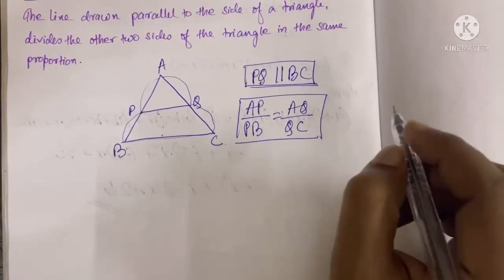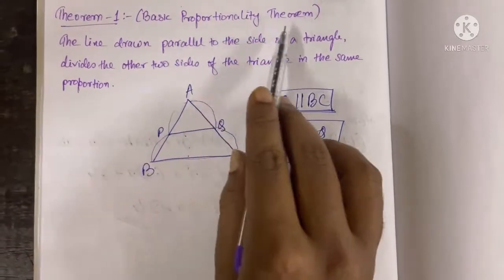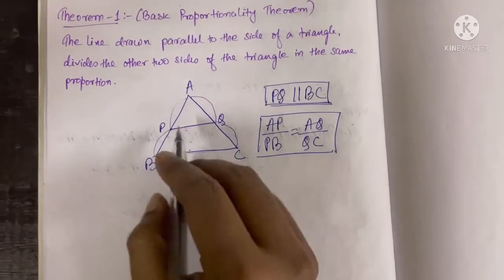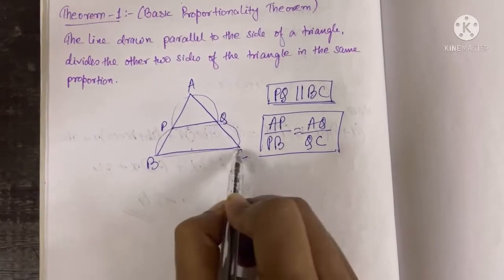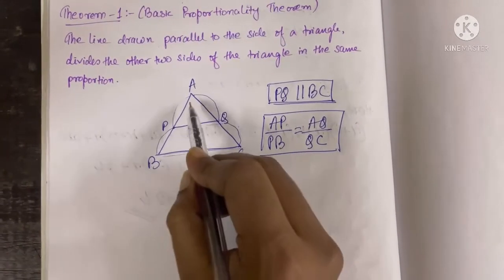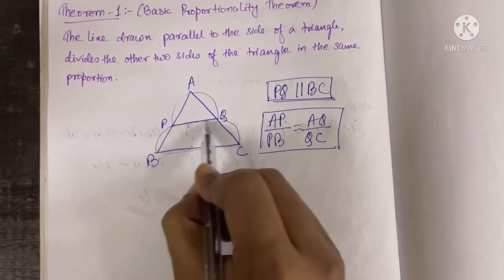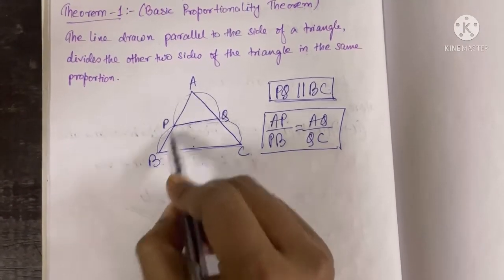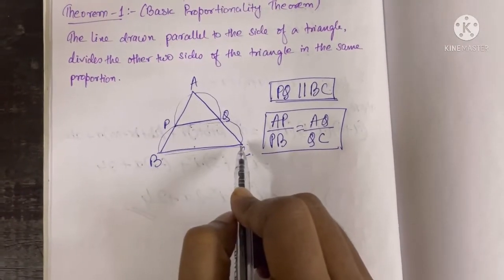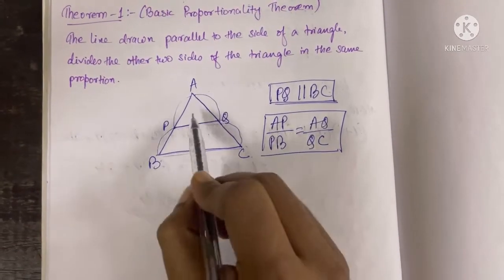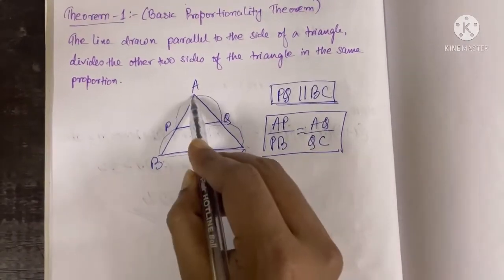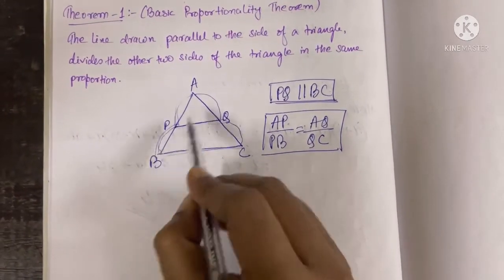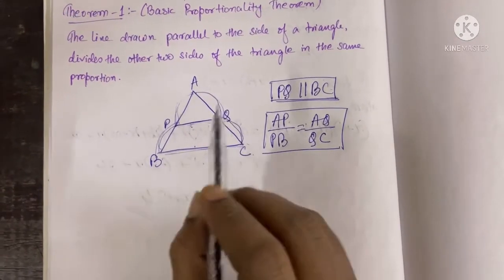This is what the BPT, or the basic proportionality theorem, states: if one line is parallel to a side of a triangle, then this line PQ will divide the other two sides AB and AC in the same ratio. That means they will be in proportion. So AP by PB will be equal to AQ by QC. I hope that is clear.